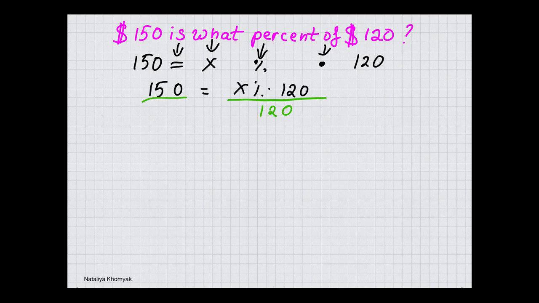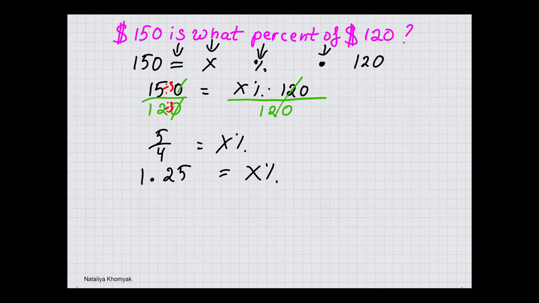Whatever you do to one side, you want to do the same thing to both sides. This and this will cancel. 0 will cancel. 15 and 12 can be reduced by 3. 5 over 4 equals x percent. We have 5/4. 5/4 is 125 cents. 5 divided by 4 should be 1.25 equals x percent.